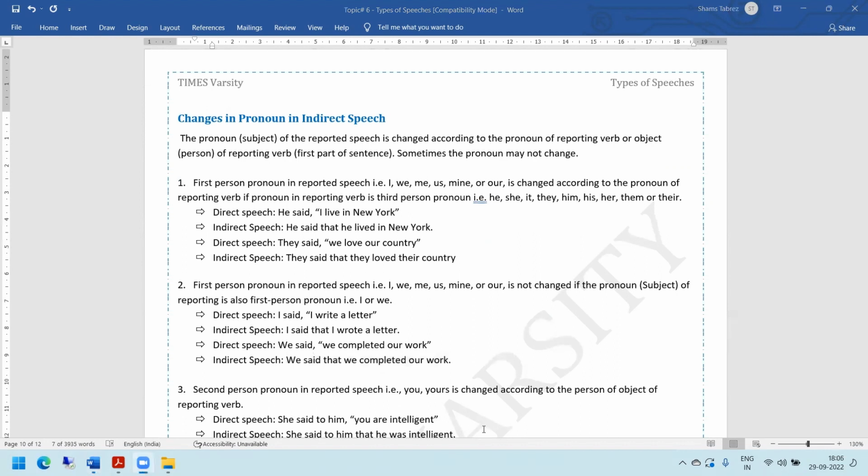Yeah, Shahbaz, now you. Yeah, Musab, go ahead. Musab, I think you are trying to say. Yes, please read out this sentence: We said that we have completed our work.